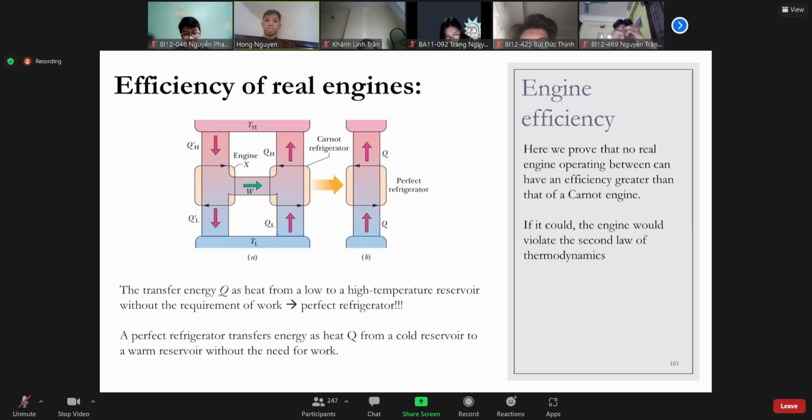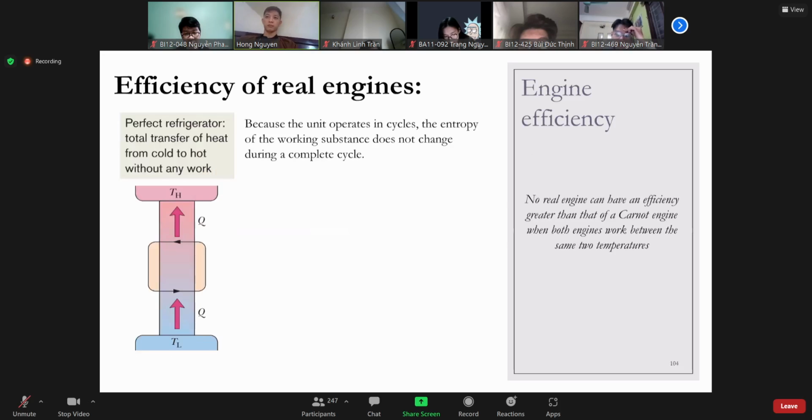Then, what is wrong? If we consider the entropy of our perfect refrigerator, the entropy does not change for a complete cycle. The entropy of our refrigerator does not change. But the entropy of the two reservoirs, of course, will change. So we can calculate it easily from the change in the cold reservoir and the change in the hot reservoir. It will change.